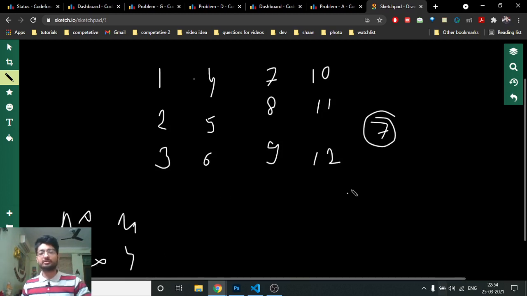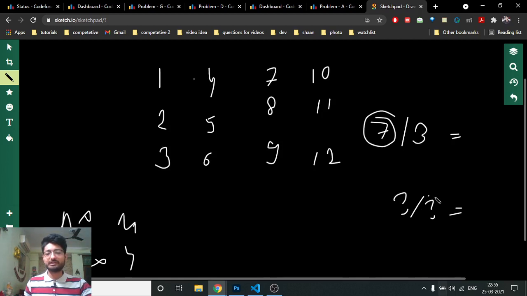In every column there are 3 numbers. So if you want to find the column for the number 7, you just divide it by 3, because every column has 3 numbers. But it's actually not giving the right answer, because 3 divided by 3 gives 1, but 2 divided by 3 gives 0. So there's a changing point at this position, but we want the changing point at that position. So just subtract 1 from it.